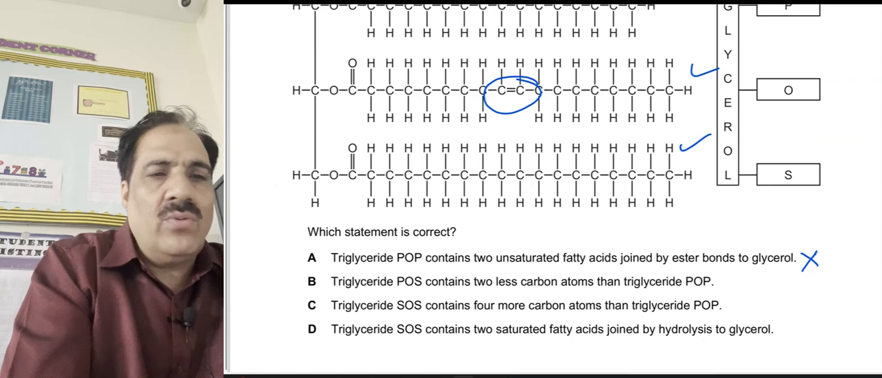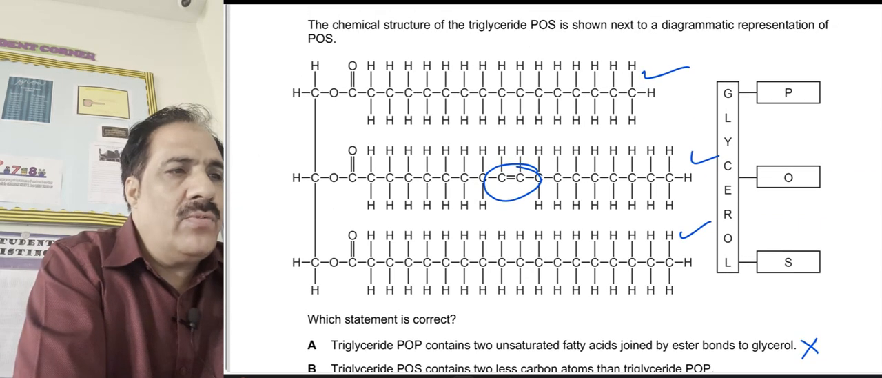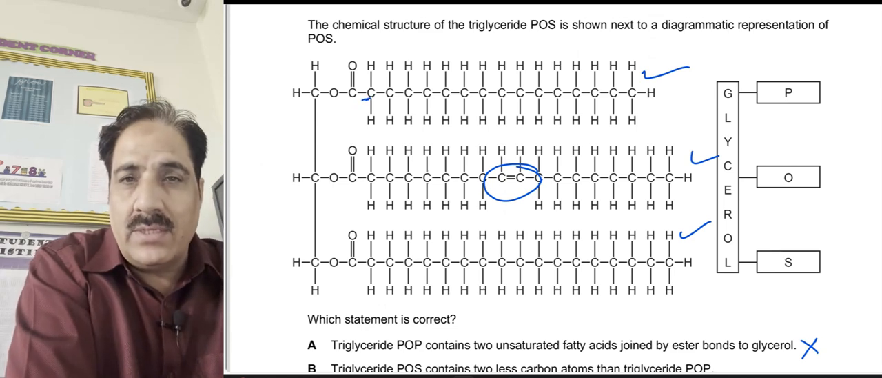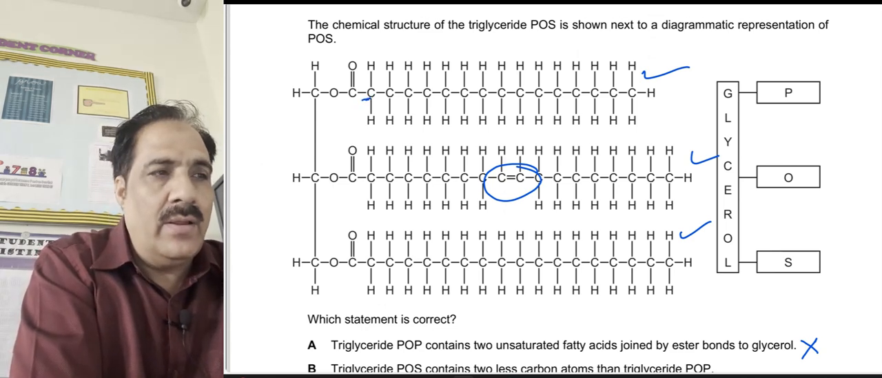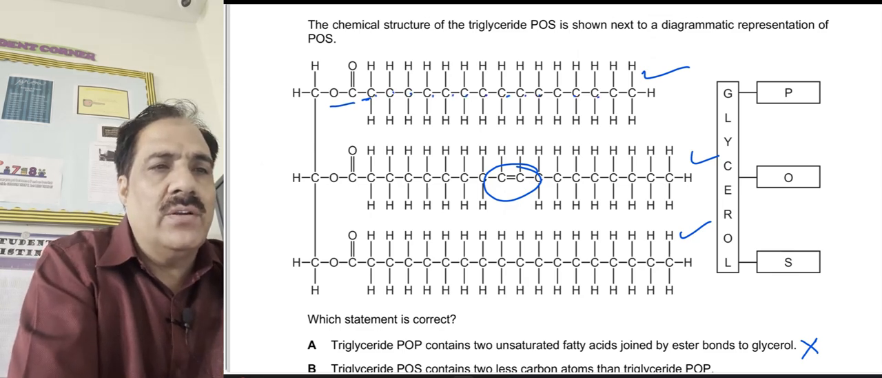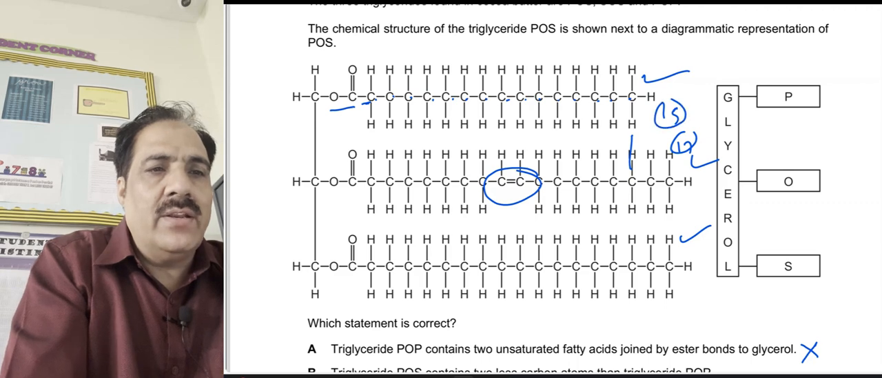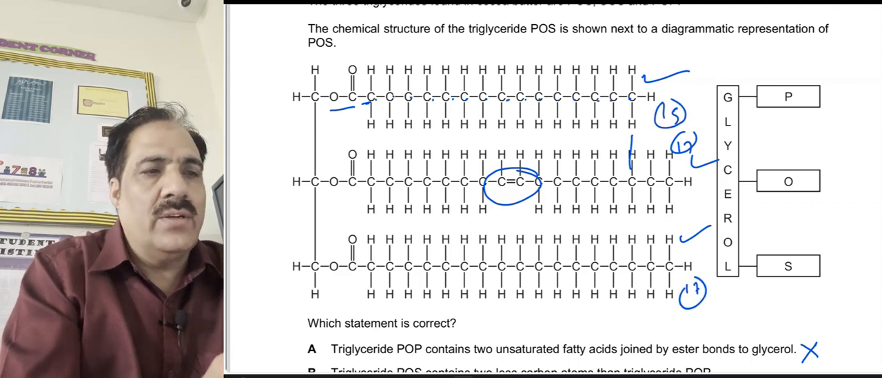Let's see first of all what's the difference. If this is P, I'll count from here the number of the carbon atoms without the ester bond. 1, 2, 3, 4, 5, 6, 7, 8, 9, 10, 11, 12, 13, 14, 15. So this one contains 15. So this one will be 16, 17 with oleic acid. And again this one is 17. So S also contains 17.